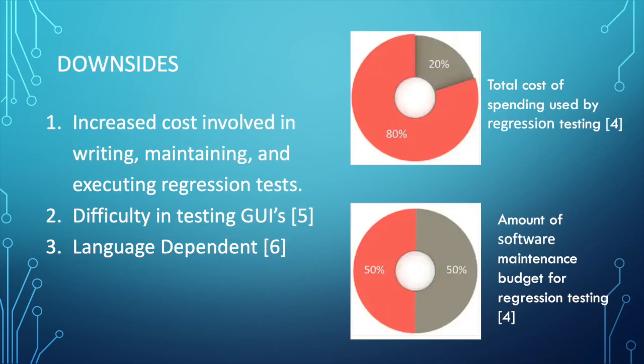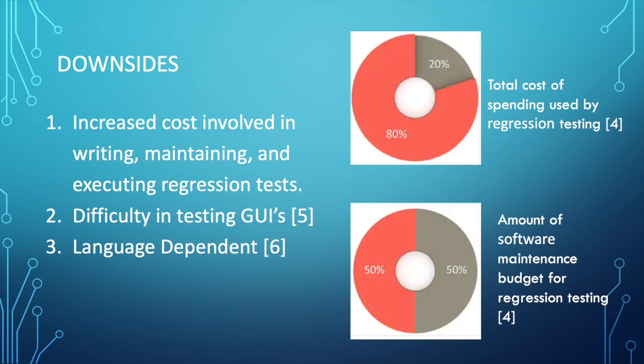Although there are some compelling reasons to use regression testing, there are some downsides. My name is Sherry Hansen, and I'll be discussing 3 of the potential drawbacks. The first is cost. Maintaining, creating, and executing tests is costly, with some reports showing nearly 80% of the total testing budget is taken up by regression testing. In addition, nearly 50% of the budget for software maintenance is also used for regression testing.